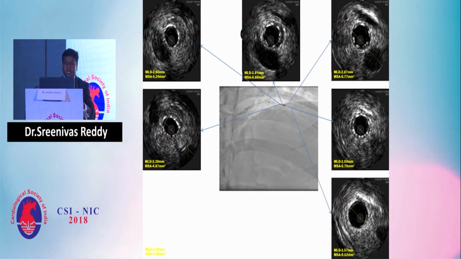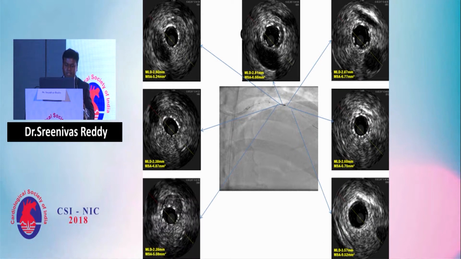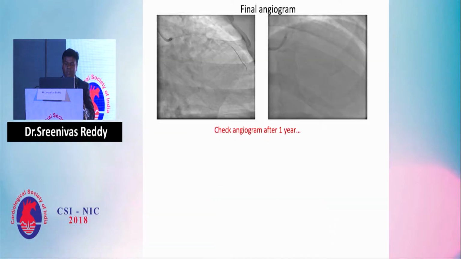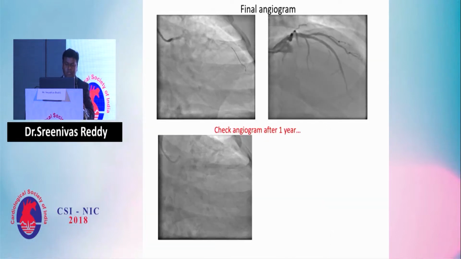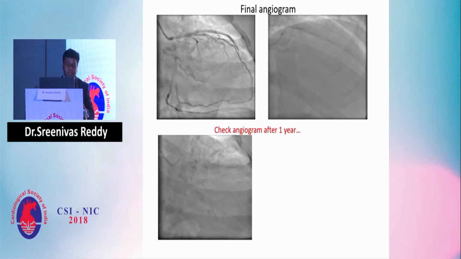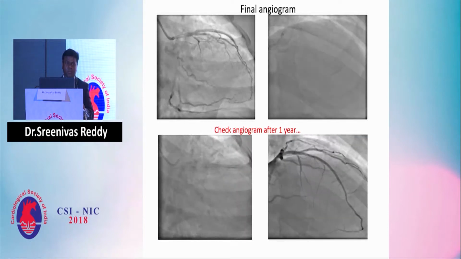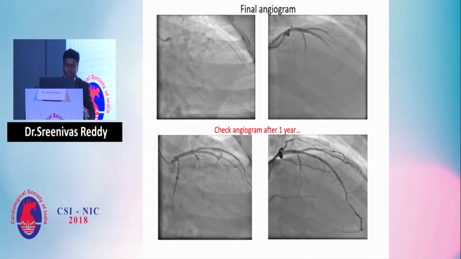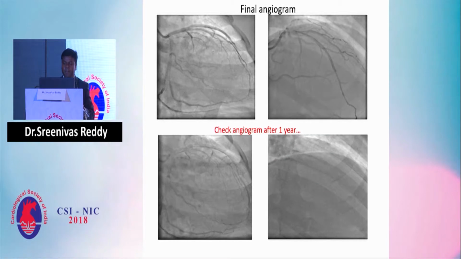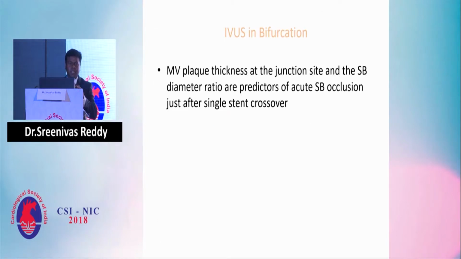If you have a diameter of more than 2.4 millimeters in the diagonal and a lumen area as large as possible, more than 4 millimeters squared, you expect a good long-term clinical result. This is immediately after the procedure, and look at this angiogram exactly after 1 year of this PCI. You can see both are looking similar. After 1 year of angiography, you get an excellent result with IVUS-guided PCI. So again, IVUS in bifurcation helps in stent optimization.